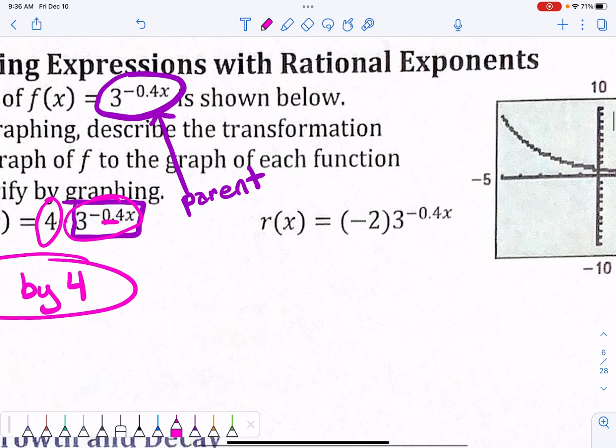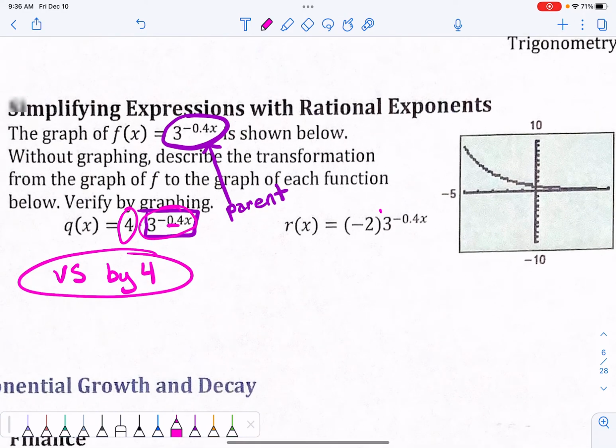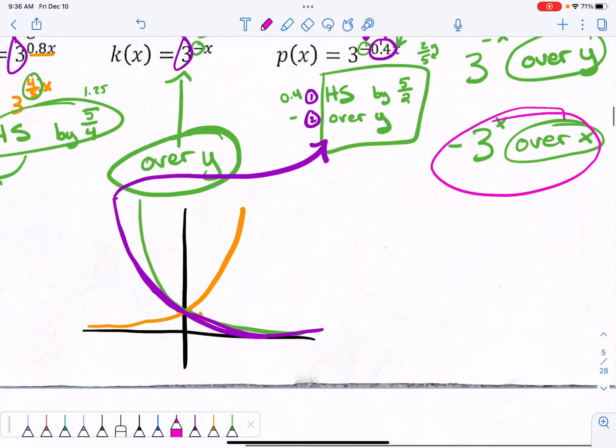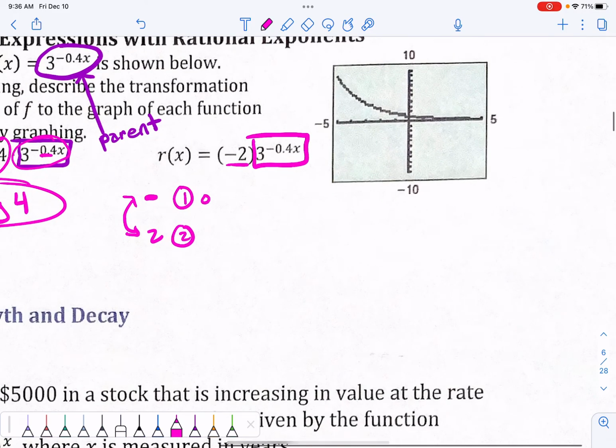Let's go over here, and this one, we're already starting with that. That's our parent function, so then we just have to decide what the negative 2 is doing. And actually, there are two things that are happening. The 2 is doing something, but also the negative is doing something. And they're kind of being applied at the same time, so it doesn't matter which one you do first, okay? The negative, since it's on the outside, is over the x-axis. That's one of the rules, okay? So this guy is going over x. And then the 2 is vertically stretching by a factor of 2, okay?